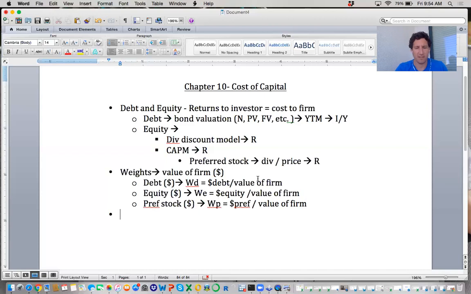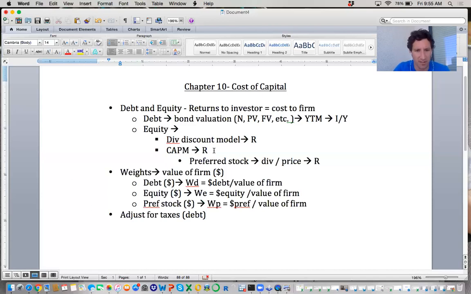So now we've got the cost to the firm for each of these: debt, equity, and preferred stock. And then we will have the weight of each of these: weight of debt, weight of equity, and weight of preferred stock. The only other thing we'll have to do is adjust for taxes. And we only do this for debt, because the interest on debt is tax deductible. So for a firm, there are some benefits to using debt, tax benefits, that is. So we'll include that to figure out our weighted average.